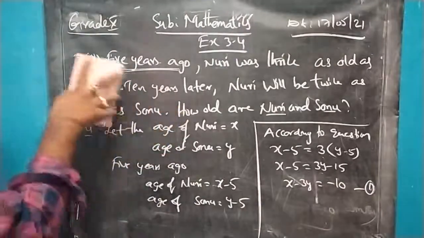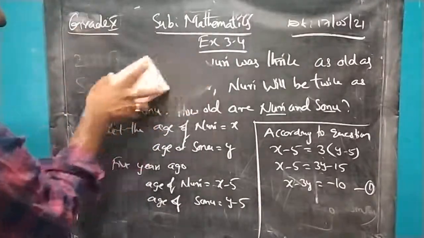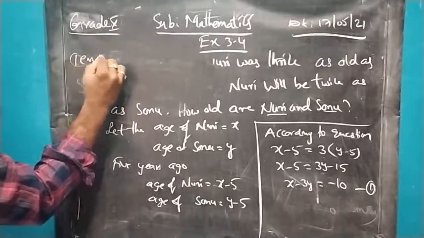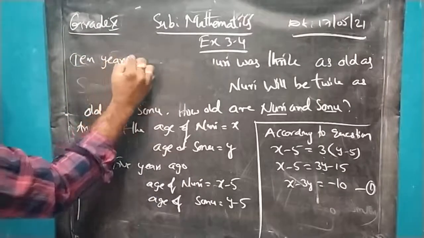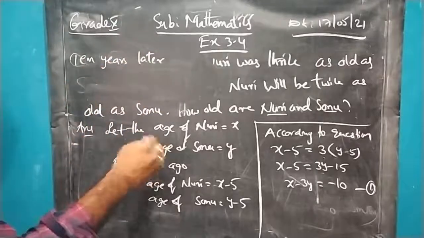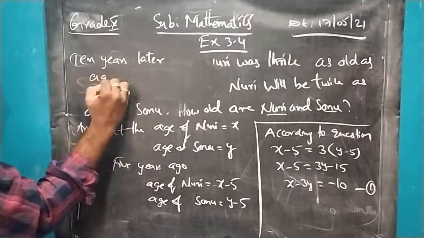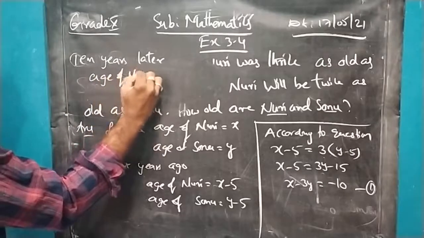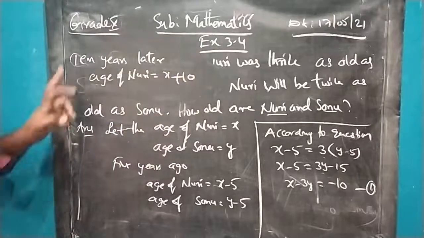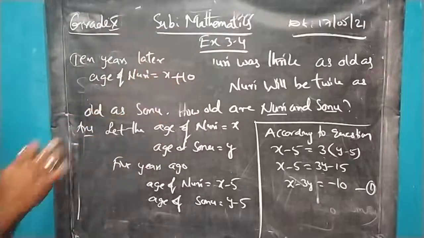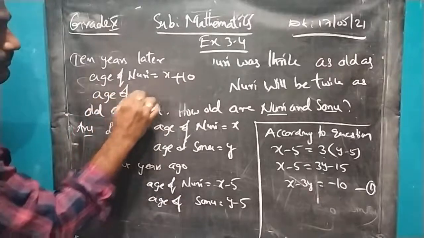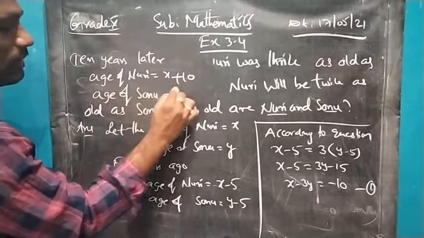Next, 10 years later. That means 10 years later. So what will be the age of Nuri? X plus 10, because 10 years later indicates that after 10 years. So age of Nuri will be X plus 10. Age of Sonu, Y plus 10.